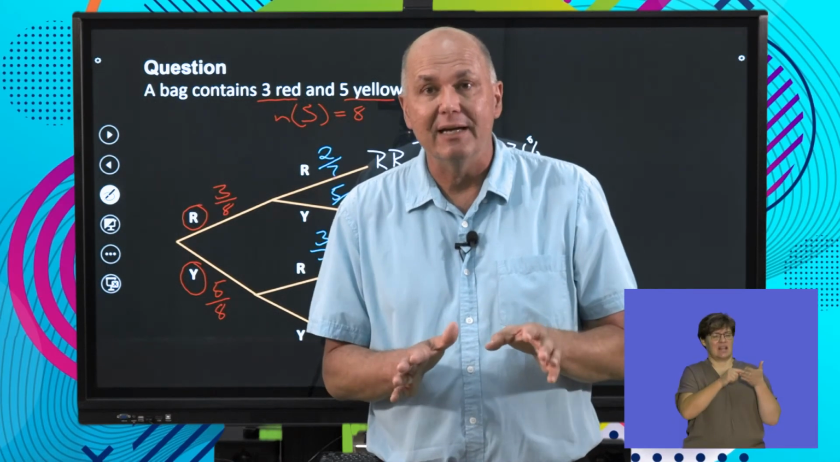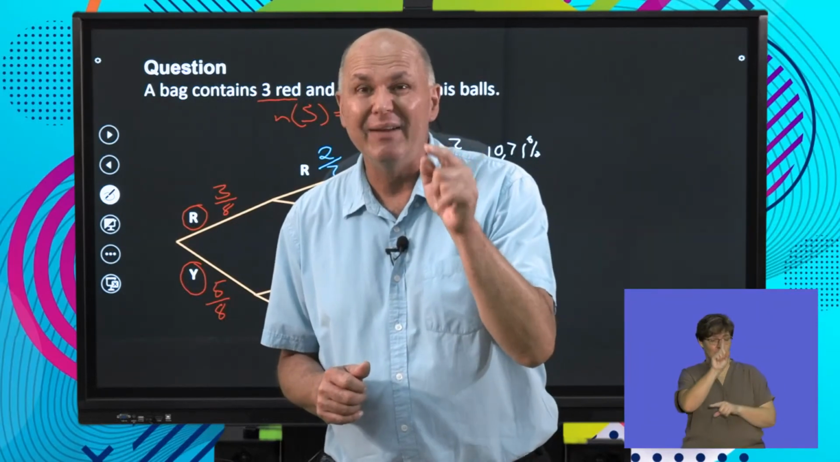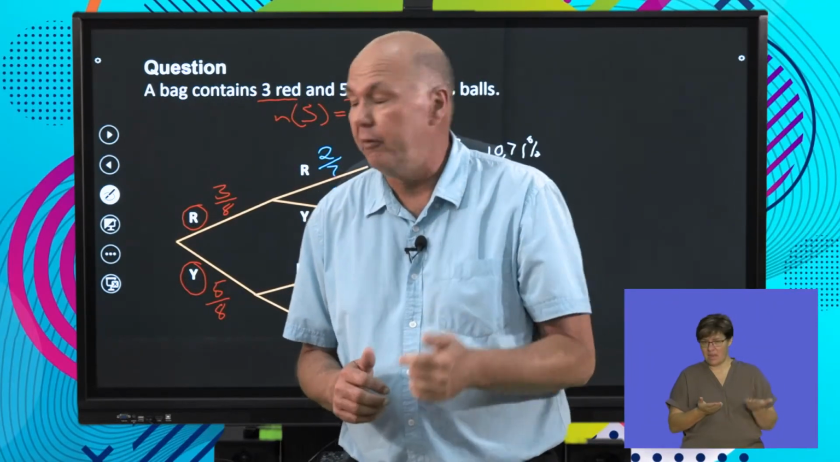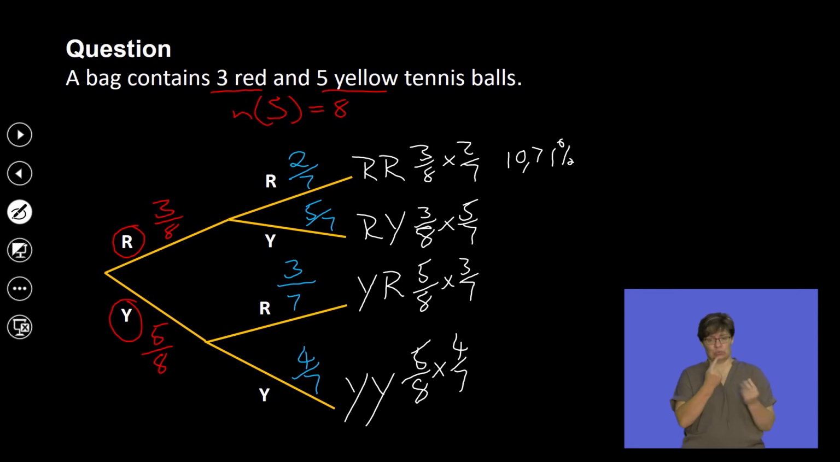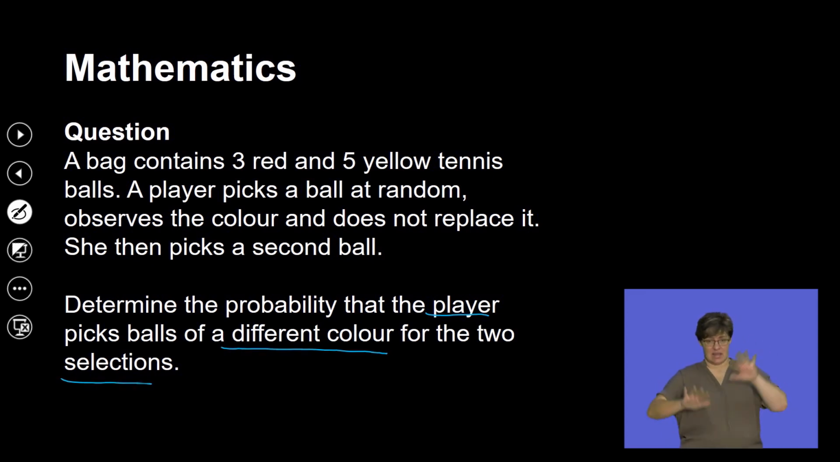Now, guys, I can carry on and do all of those calculations just using the calculator. I'm not going to waste time doing that. Let's have a look at what the next question is, because we might not need to do all of those calculations. Here we go. It says determine the probability that the player picks balls of different color for the 2 selections.